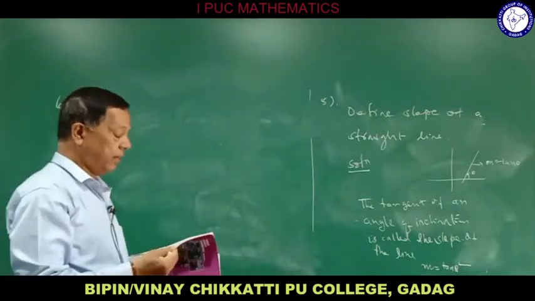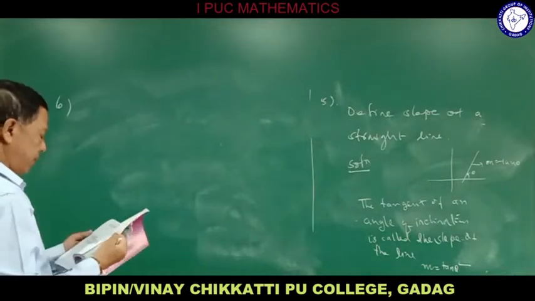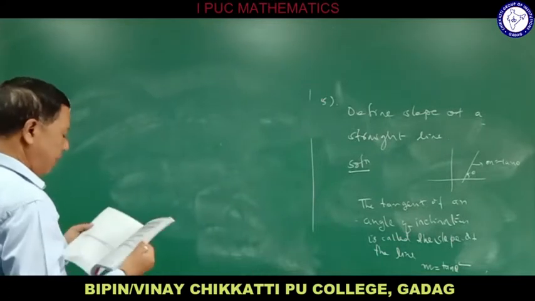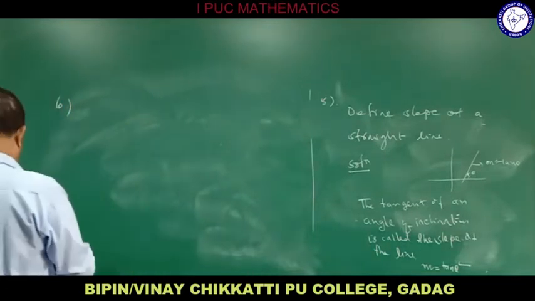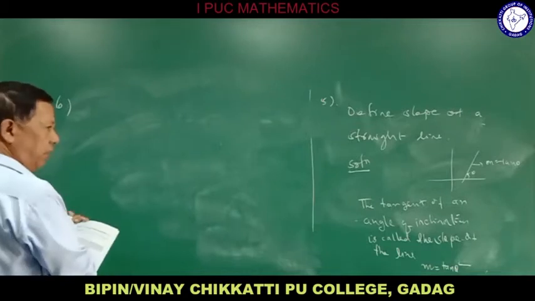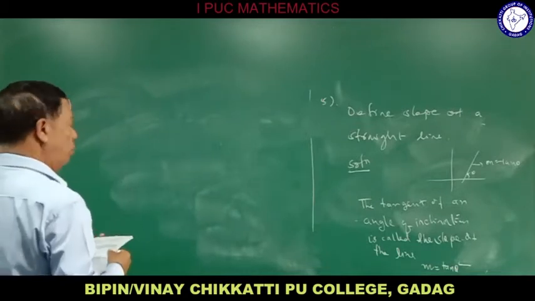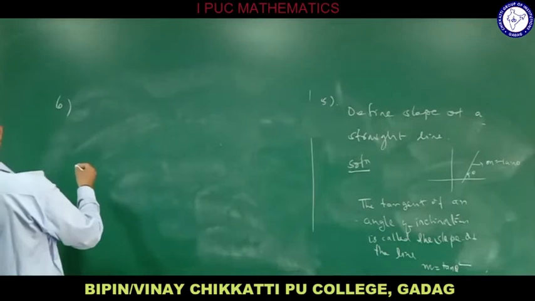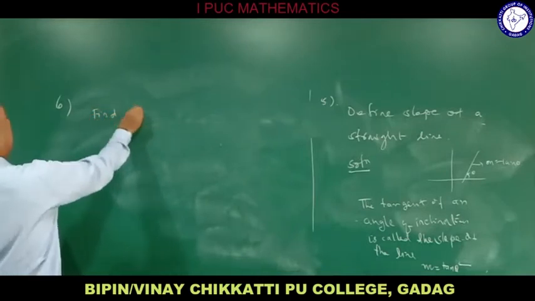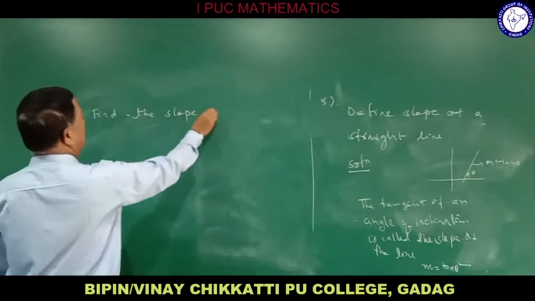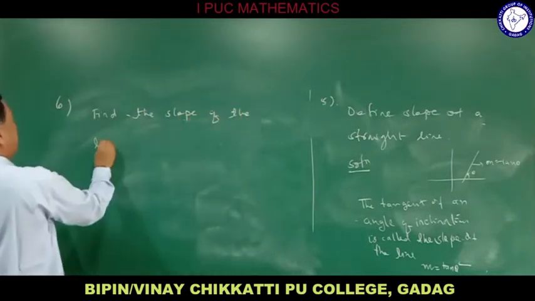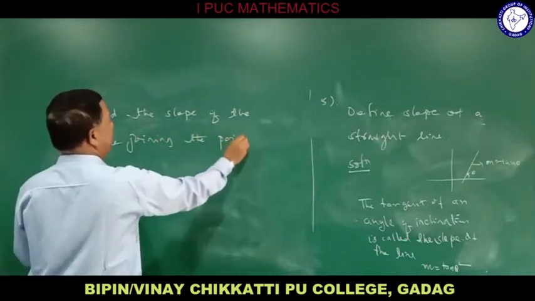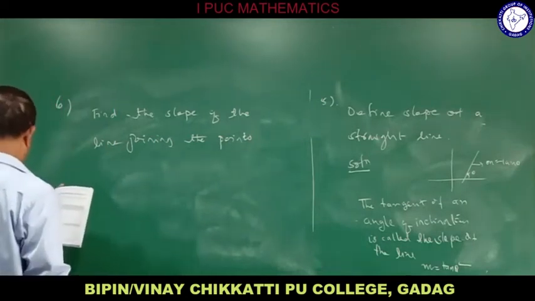Now see question paper number 6, which I am going to discuss. What is the question asked here? Here we are observing only part A, and they are asking only about the slope. That is why you should understand. Find the slope of the line joining the points. The points are given here, which I am going to write.